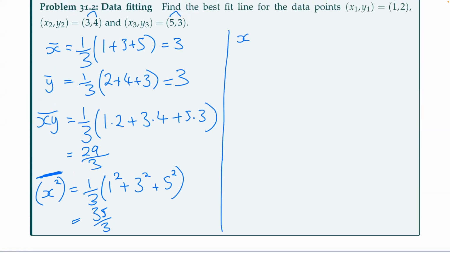The last thing we also need to work out our m is the square of our mean. So here we have our x bar, which we've already worked out, and we square it. That's just going to be 9.